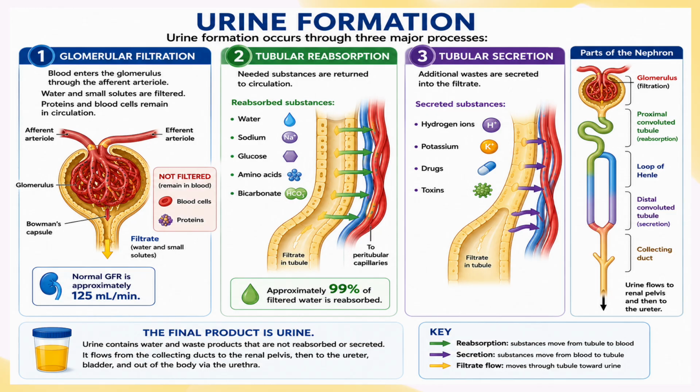Now, during tubular reabsorption, the kidneys reclaim substances that the body still needs, including water, sodium, glucose, amino acids, and bicarb. So these are the things that it will reabsorb because the body needs them, right? Approximately 99% of the filtered water is reabsorbed because your body needs water. Remember, we're 60% water. During tubular secretion, additional waste such as hydrogen ions, potassium, medications, and toxins are actively transported into the tubular fluid. Now these get excreted.